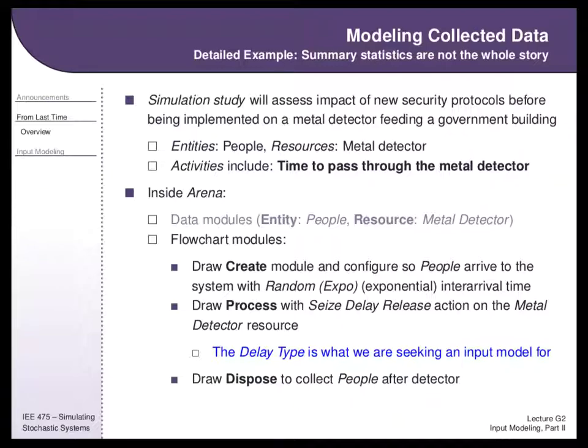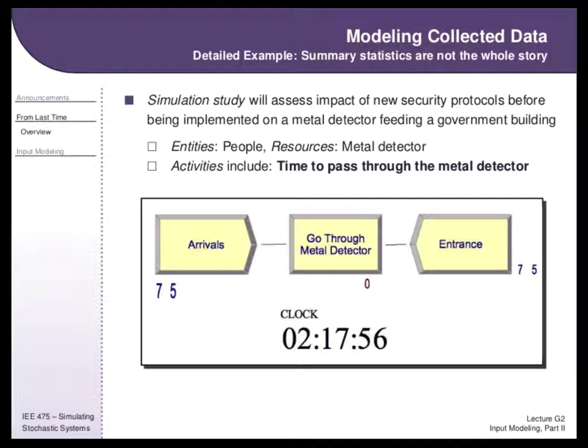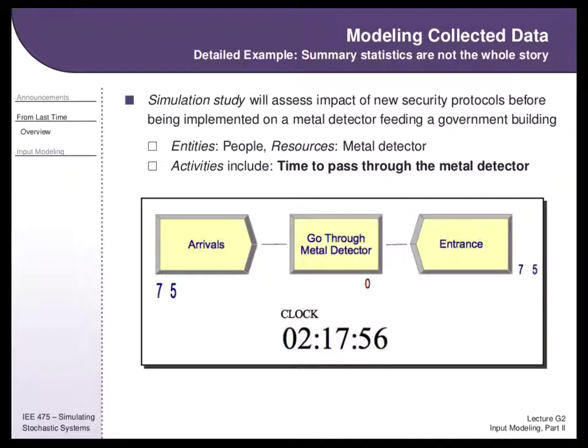And then I draw a dispose, where the people go after they have gone through the metal detector. This is modeling them entering a building, let's say, but we don't care about what they do after they go through the metal detector, so we just get rid of them, we dispose them. And so this might be what it looks like. Very simple model, and I added a little visualization just to emphasize you can have these visualizations in Arena that run in real time. So arrivals, process, and then the dispose.